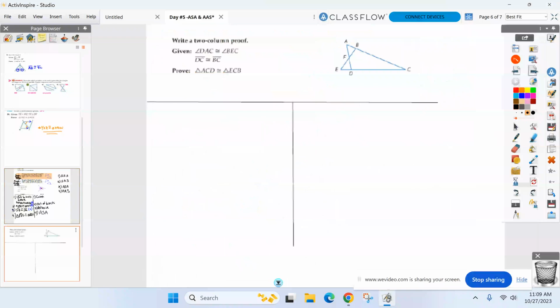Every proof we have done so far in this unit, the two triangles we need to prove congruent were the only two triangles in the diagram. Now I have multiple triangles. And I want you to take a peek. Don't do anything on your paper yet.